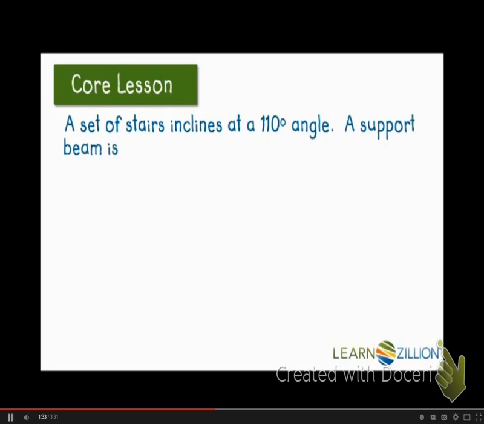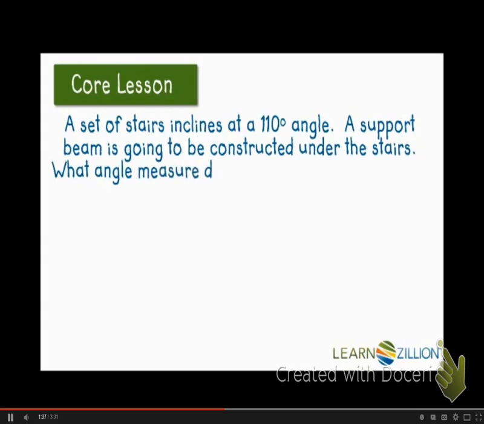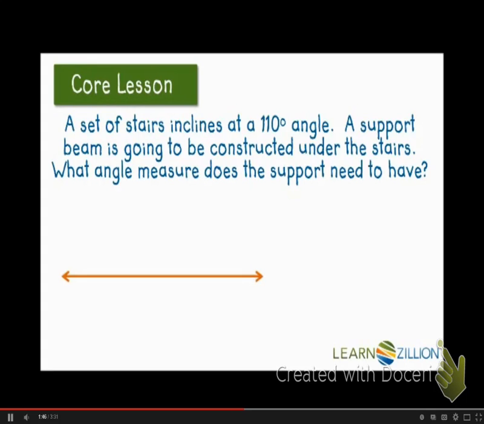Let's take a look at supplementary angles. A set of stairs inclines at a 110-degree angle. A support beam is going to be constructed under the stairs. What angle measure does the support need to have? Well, let's picture a diagram of it. We would have the floor, and then the support beam, and the stairs would rest on the support beam. And we know the measure from the floor to the stairs is 110 degrees, so we want to find the measure of x, the measure of the angle between the support beam and the floor.